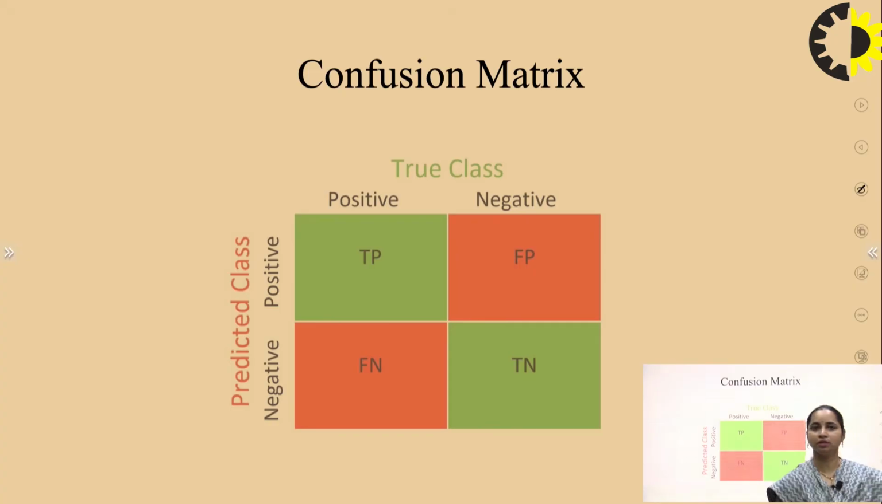So here you can see this is the confusion matrix. This is the predicted class, right? In the predicted class there may be negative and positive both, and this is the true class. In the true class also there may be positive and negative.